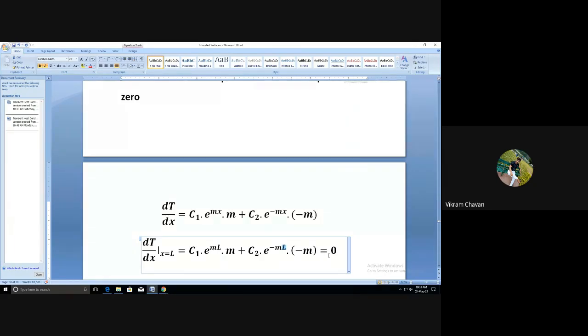Is everyone getting this? So write down the differentiation, these two equations. dT divided by dx is equal to c1 multiplied by e raised to mx multiplied by m plus c2 multiplied by e raised to minus mx multiplied by minus m.